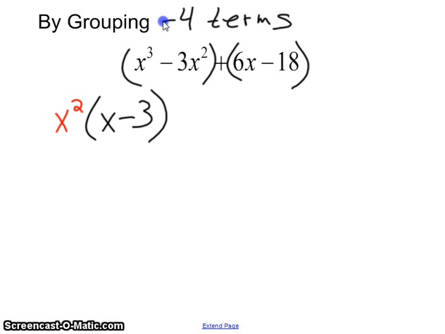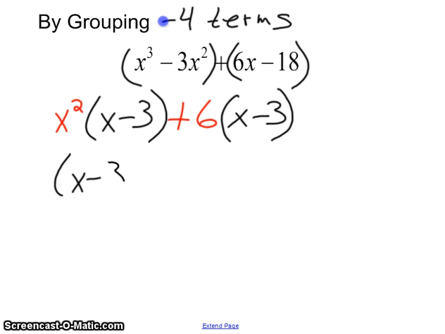The GCF of the second group is 6. 6x divided by 6 is x. Negative 18 divided by 6 is negative 3. The stuff in the parentheses is the same. That's one of my factors. My other factor is x squared plus 6. Okay, that's it. That's your review of factoring.